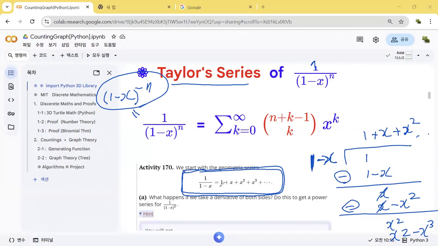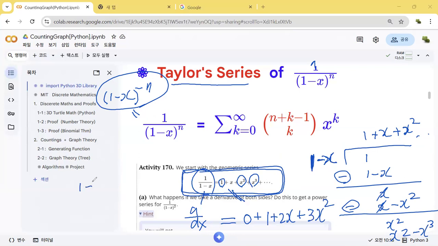Then take the derivative of both sides. What is the derivative of the last one? The derivative of one is 0, the derivative of x is 1. The derivative of x squared is 2x. The derivative of x cubed is 3 times x squared, like this. Then what's left? The left one is minus 1 times 1 minus x to the minus 1.